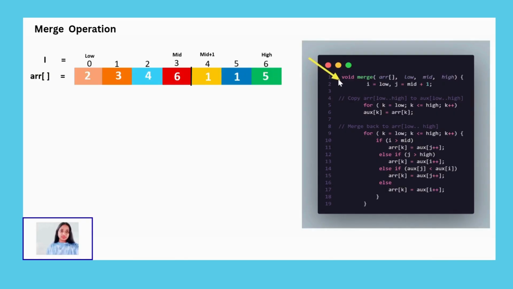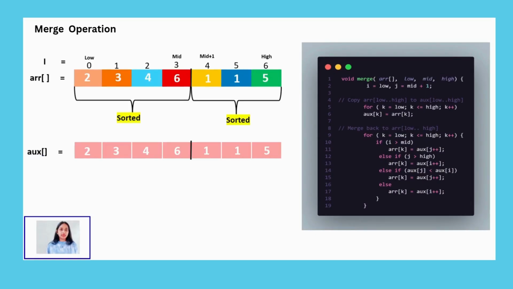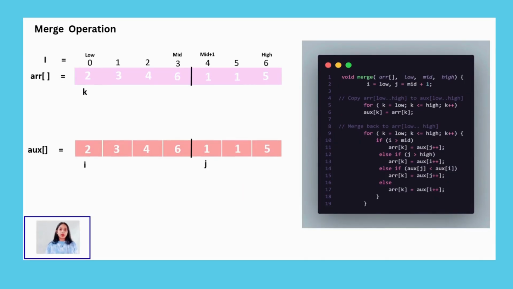Here is the code which will perform the merge operation. We'll understand this with the given example on the left side. We are given two sorted arrays and we'll merge them into one sorted order. First create the auxiliary array and copy all the elements from the given array. This code is doing the same thing, copying all the elements from the given array to the auxiliary array. So now this auxiliary array also has two sorted partitions.